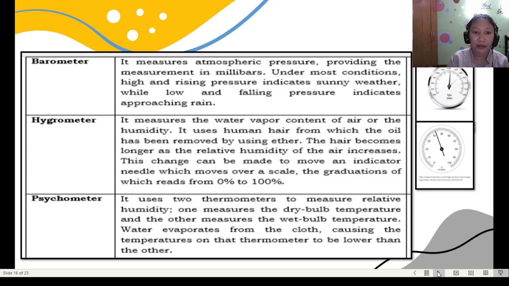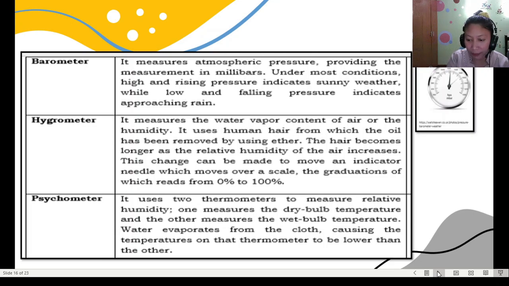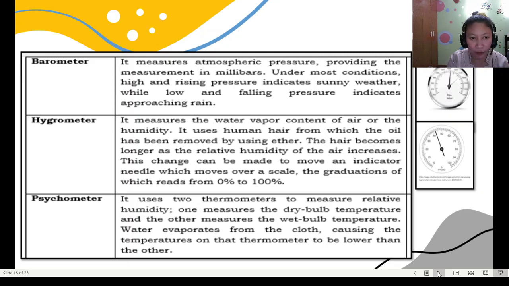Then, the hair becomes longer as the relative humidity of the air increases. So, ganun pala yung gamit niya. This change can be made to move an indicator needle which moves over a scale. The graduations, yun yung guhit-guhit, of which reads from 0% to 100%. So, ganun yung gauge niya. Yan, nakikita nyo doon sa screen. Ito, i-flash ko ulit. Ayan. So, may 0 to 100 degrees yung hygrometer.